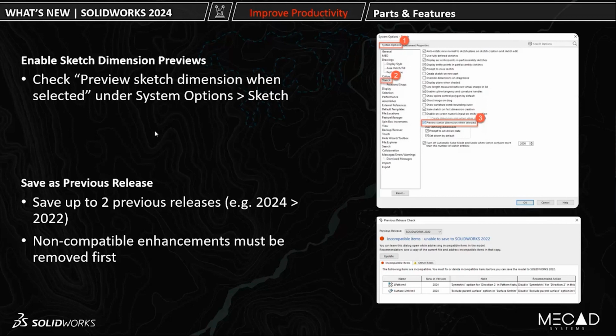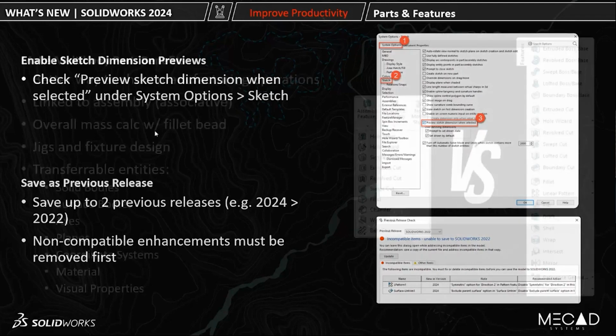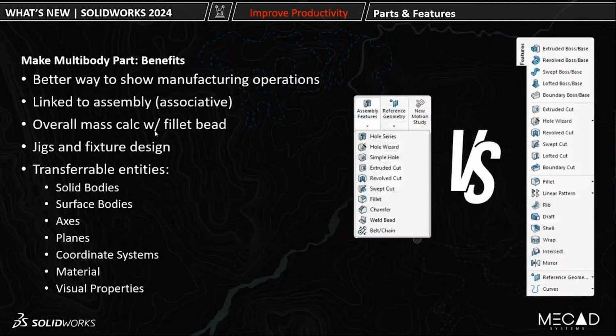And then for save as previous release, you have to make sure before you save it back to a previous release that there aren't any features that were created in the newer release. For example, this flip side to cut in the revolve can't be carried over to 2023 or 2022 because the code isn't there. But yes, you can use all of the fillets. It's a normal SolidWorks part, which is absolutely amazing. And here are just a few benefits that I explained for working with multi-body parts.